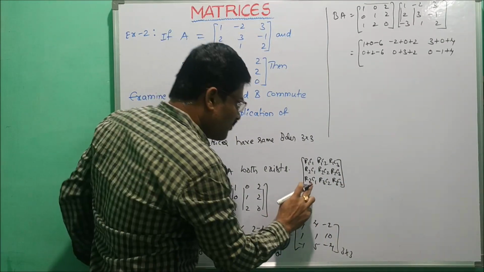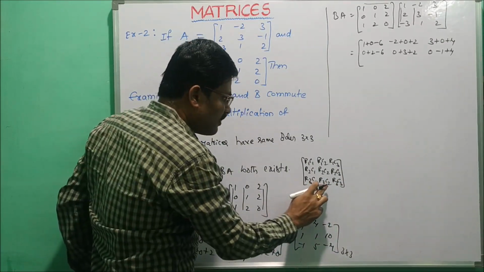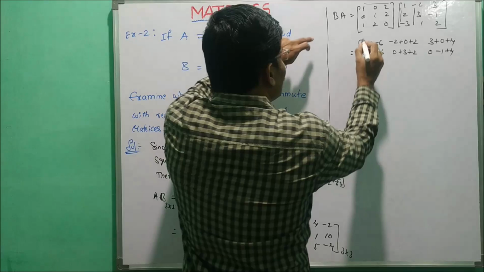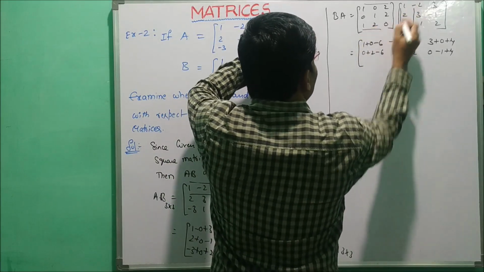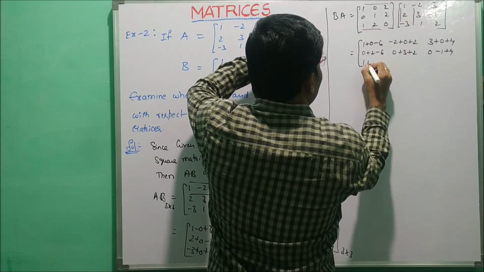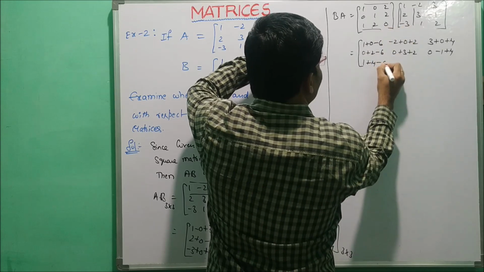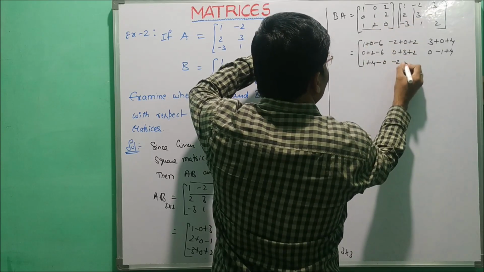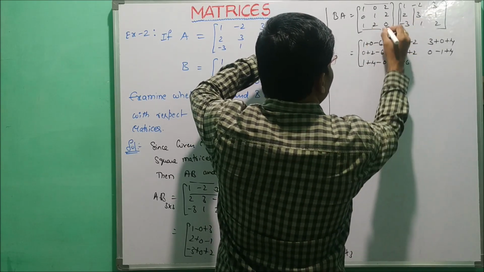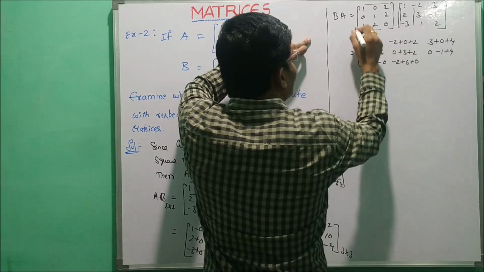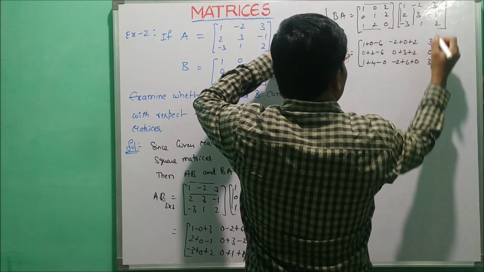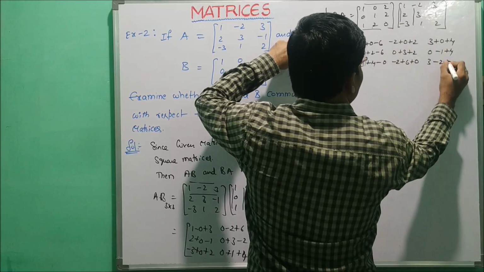Similarly, we have to follow third row, R3C1, R3C2, R3C3. So R3C1, 1 into 1, 1, 2 into 2, plus 4, 0 into minus 3, minus 0. 1 into minus 2, minus 2, 2 into 3, plus 6, 0 into 1, 0. 1 into 3, 3, 2 into minus 1, minus 2, 0 into 2, plus 0.